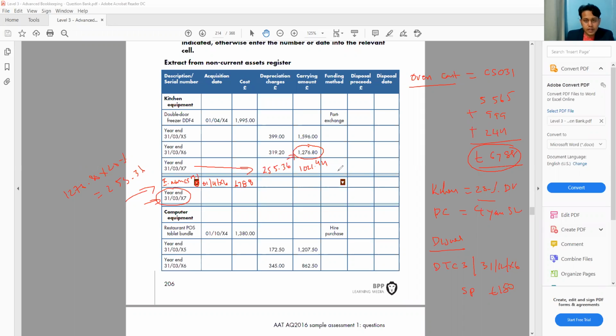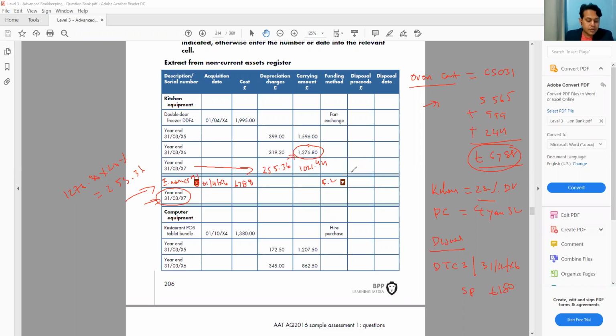On the funding method, I'm going to record how I purchased that. So here I can see this oven we have purchased through the finance lease, isn't it? So if we click here, the option will come: lease, finance lease. So you need to choose from here. So I'm going to say finance lease. Finance lease was the option to buy this steam oven.